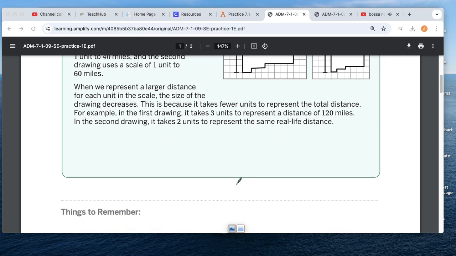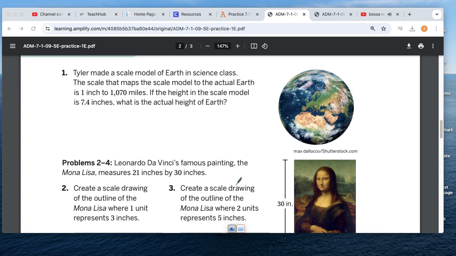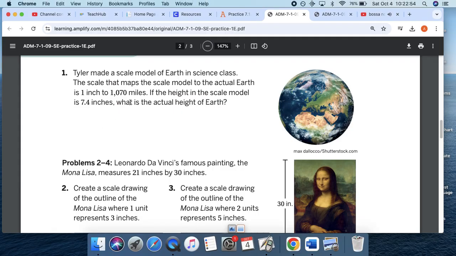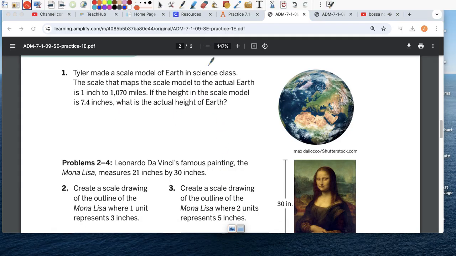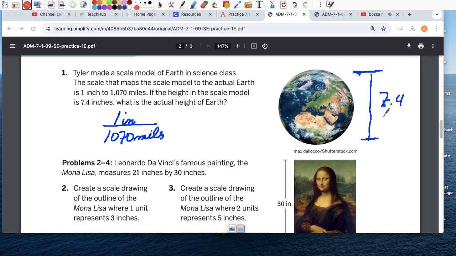Right, so where were your 2 problems? Problem 1: Taylor made a scale model of Earth. So this is his little scale model. The scale that maps the scale model to the actual Earth is 1 inch is 1,070 miles. So the scale given to us in this case is that every 1 inch in his model represents 1,070 miles. If the height of the scale model is 7.4 inches, so if that's his model, this is 7.4 inches. Obviously, our planet is not 7.4 inches, so what does that represent in reality?